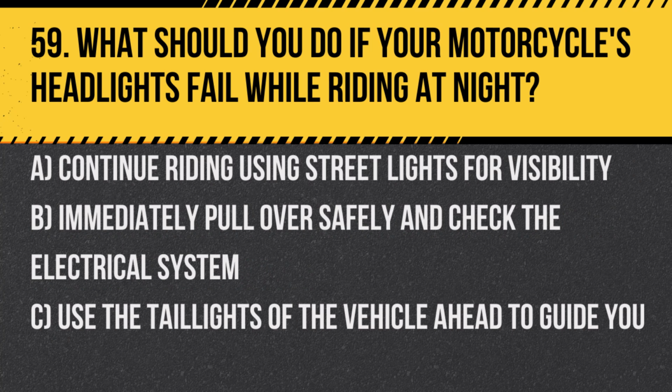Question 59. What should you do if your motorcycle's headlights fail while riding at night? A. Continue riding using street lights for visibility. B. Immediately pull over safely and check the electrical system. C. Use the taillights of the vehicle ahead to guide you. Answer. B. Immediately pull over safely and check the electrical system. It's unsafe to continue riding without functional headlights.